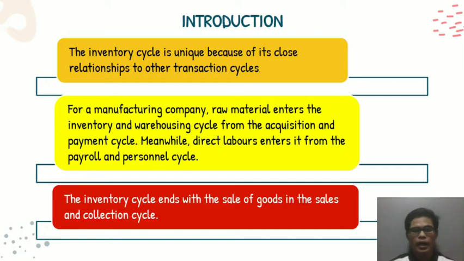To be clear, the inventory and warehousing cycle is related to the other cycles. For example, raw material we get from the acquisition and payment cycle, and then the laborers who perform the process of production come from the payroll and personnel cycle, and it ends with the finished goods, which in turn go to the sales and collection cycle.